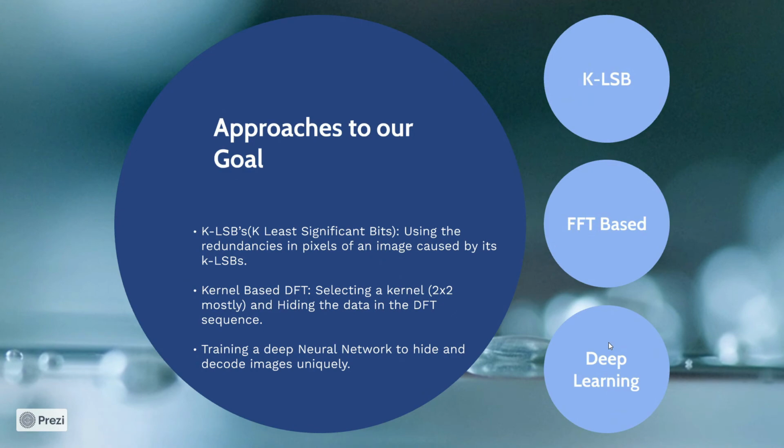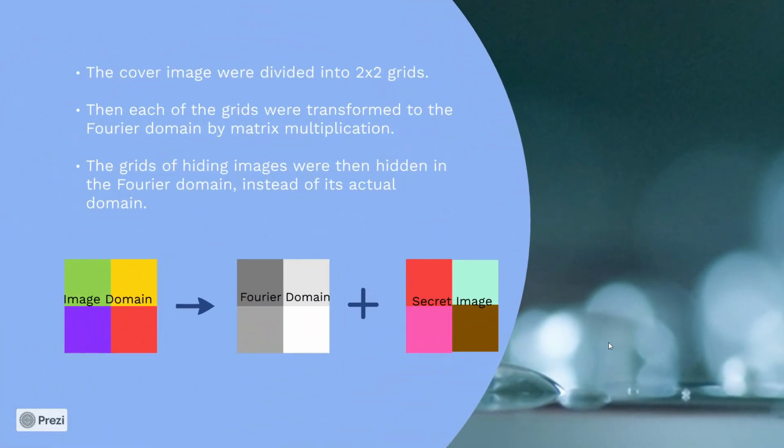The second approach is based on FFT. In this approach, we use Fourier transform to hide the image. For this approach, we consider both the hiding image and the host image as a matrix that is a concatenation of a large number of 2 cross 2 matrices, like this.